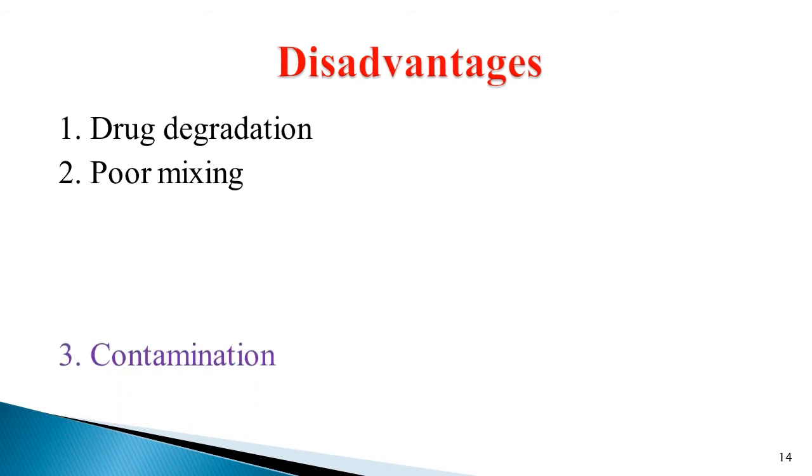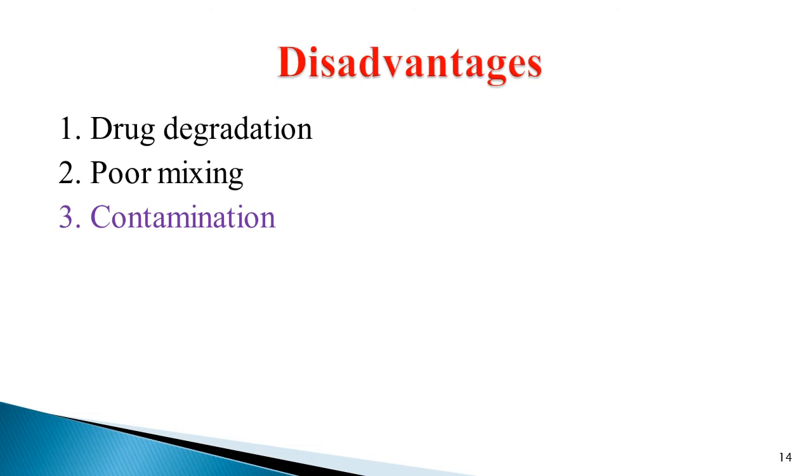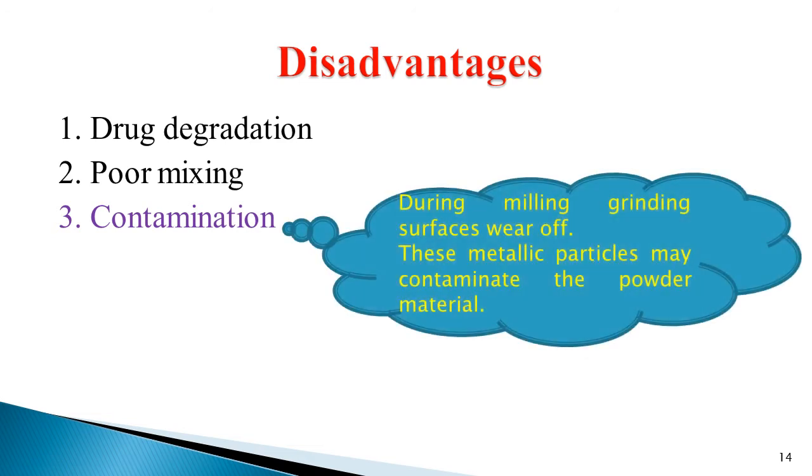Next, contamination. During size reduction, moving parts of the equipment may wear off, which may cause contamination. So during milling, these grinding surfaces wear off. Wear off means simply a removal of fine particles from the metallic surfaces of the equipment. That is nothing but wear off. So these metallic particles may contaminate the powder material. So this is also one of the disadvantages of size reduction.